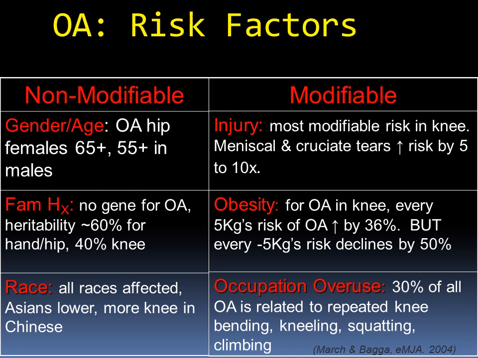Another modifiable risk factor is occupational overuse, so 30% of all osteoarthritis is related to repeated knee bending, kneeling, squatting, and climbing. If we think about individuals that perform these tasks in a job-related environment, we're going to see an increased risk of osteoarthritis. So to me, people who lay carpets, carpet layers, are at an increased risk. Individuals on construction sites that do a lot of bending and squatting, individuals climbing up and down ladders are at an increased risk, and that's just to name a few.